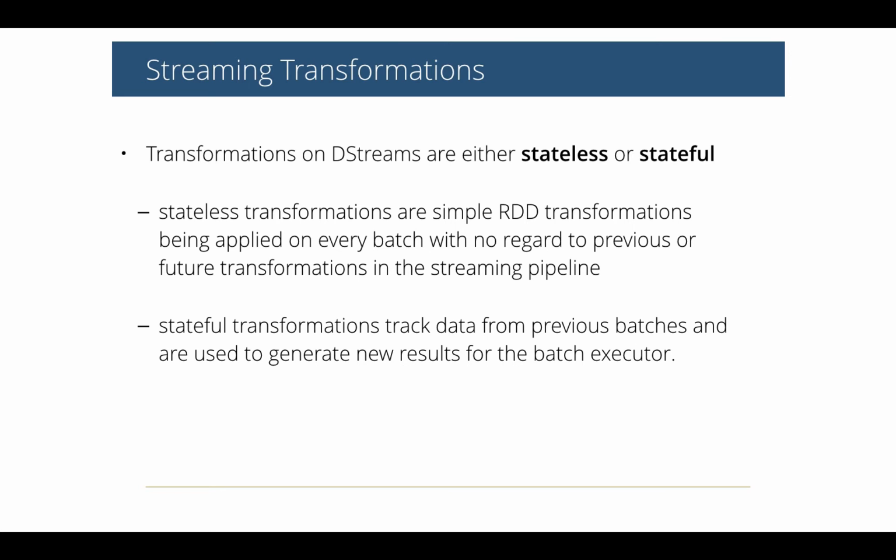There are two types of transformations, either stateless or stateful. As you can probably imagine, stateless transformations are simple RDD transformations. They're applied on every batch and have no regard to any previous or future transformations. Conversely, stateful transformations track data from previous batches and are used to generate new results from the batch executor.